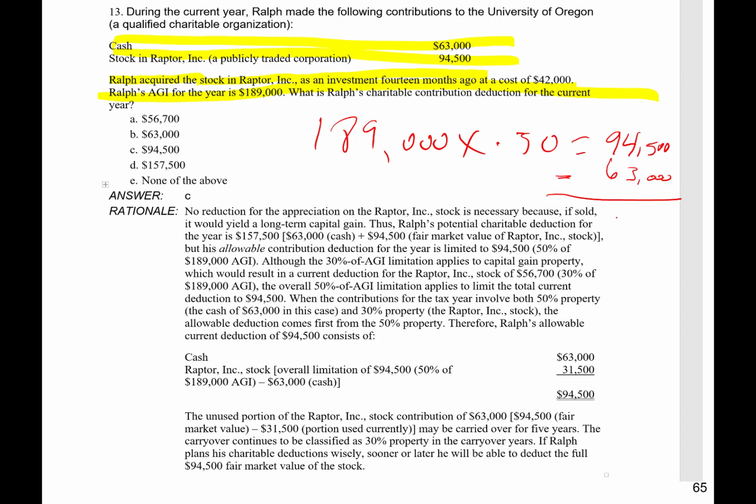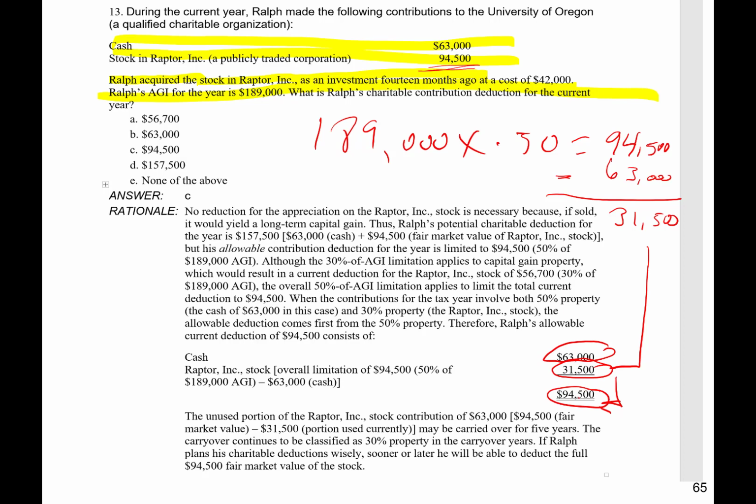Help me out, guys. I didn't figure this out before class. 31,500? Okay, so he's got 31,500 that he can take as a deduction off of the value of this stock, right? So he's limited to that 31.5 that he can take for that. So his total deduction ends up being the 63 cash and the portion of what? The portion that he still had before he used up his 50% cap. And once he added that in, he used up his 50% cap, didn't he?